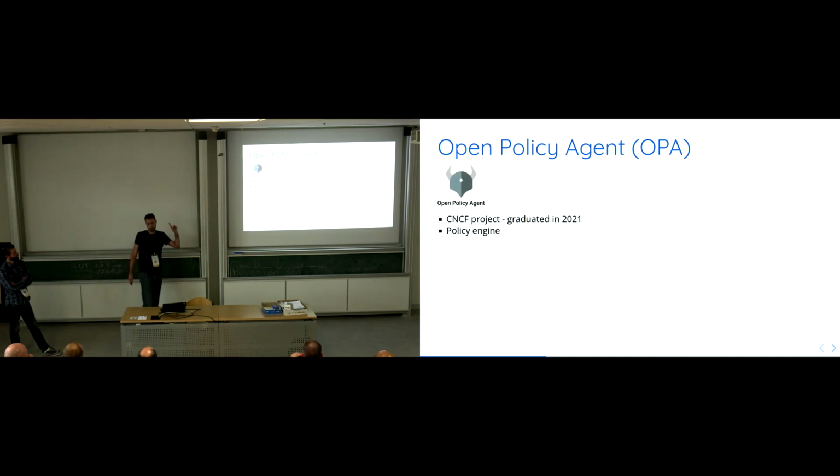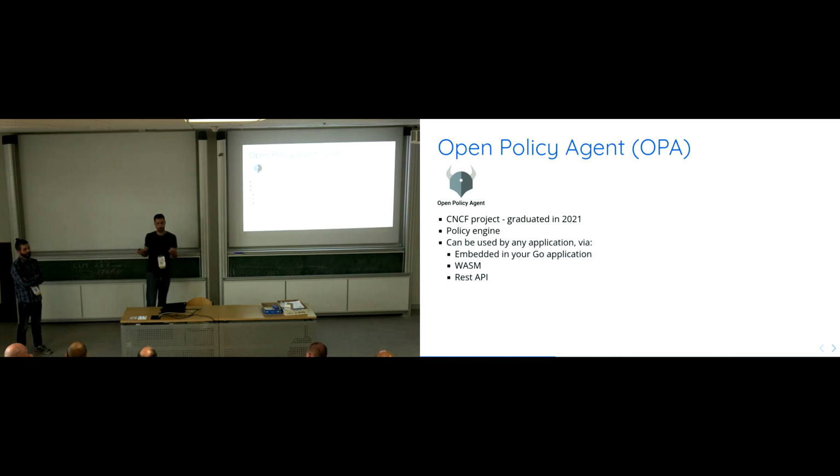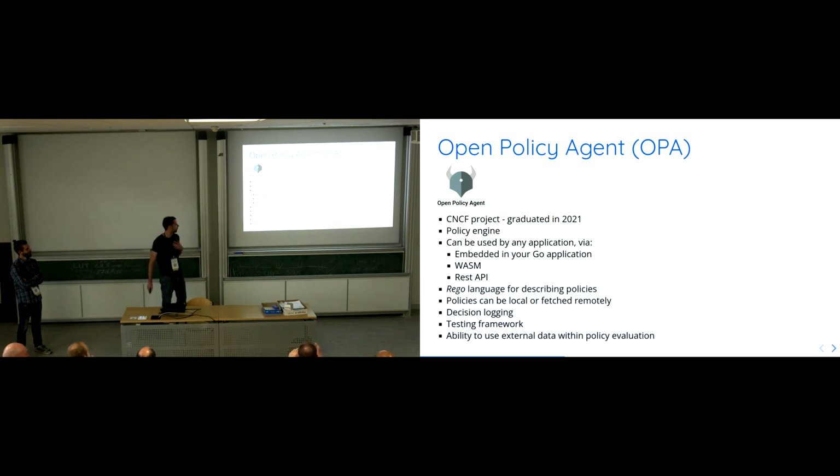OPA is a CNCF project that graduated already a few years ago, so it's a mature project. They define themselves as a policy engine, so the work of OPA is to evaluate policies and tell the application, this is allowed or this is not allowed. There are many ways to integrate OPA with your application. It's written in Go, so you can embed it in your Go application directly. You can do that through WebAssembly, and there is a REST API. And you already see which solution we are going to pick for integrating with OpenStack.